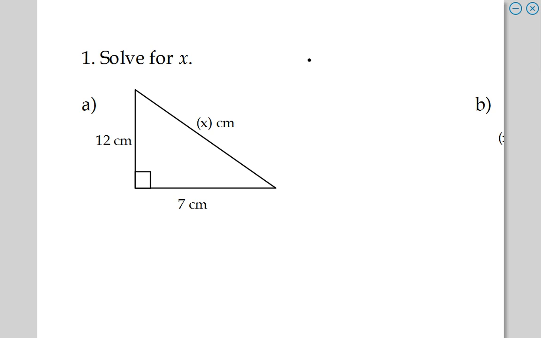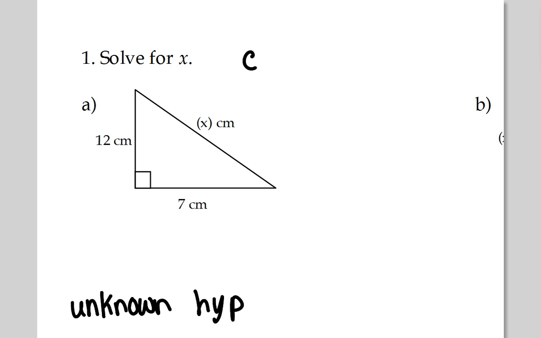Okay, let's take a look at this first one here. You have a 7 and you have a 12. Where is the unknown? The unknown is at x. Is that a leg or a hypotenuse? Okay, good. So for this one here, put unknown hype. If we follow the formula directly, we can do a substitution.